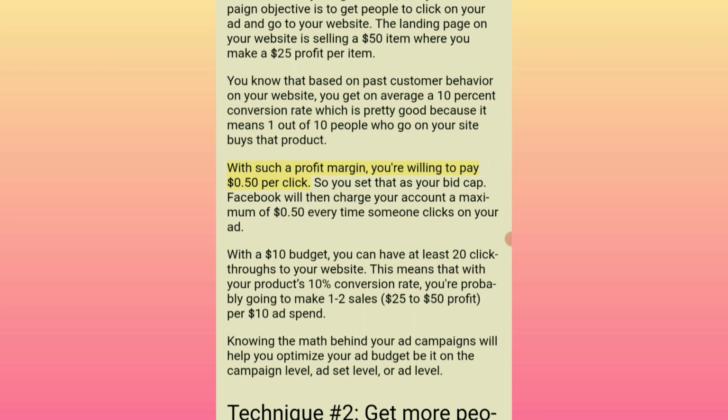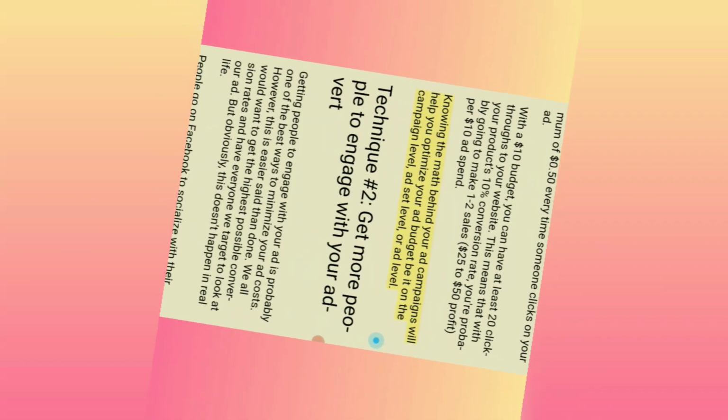Facebook will then charge your account a maximum of 50 cents every time someone clicks on your ad. With a $10 budget, you can have at least 20 click-throughs to your website. This means that with your product's 10% conversion rate, you're probably going to make 1 to 2 sales, $25 to $50 profit per $10 ad spend. Knowing the math behind your ad campaigns will help you optimize your ad budget, be it on the campaign level, ad set level, or ad level.